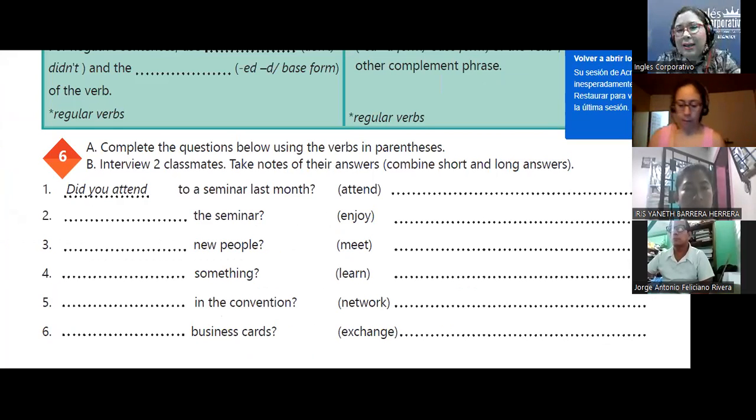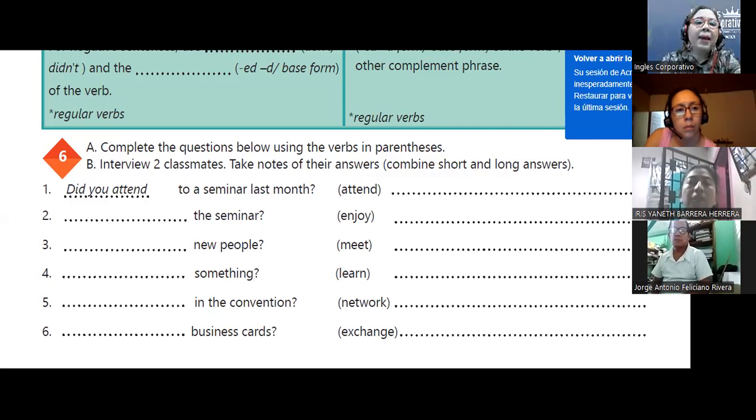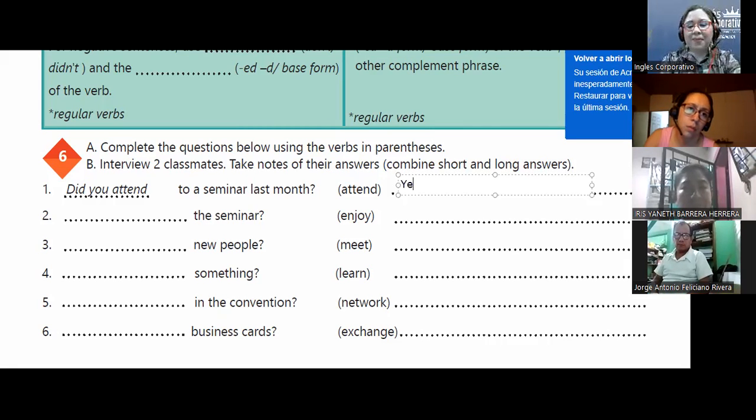Bien, decíamos, en su mayoría, ustedes no han ido a un seminario recientemente, según me decían el día de ayer, ¿verdad? Entonces yo les decía que íbamos a imaginar que habíamos ido a un seminario o a una conferencia para poder hablar y responder estas preguntas, ¿ok? Para imaginar eso, cuando respondamos, vamos a combinar respuestas cortas y respuestas largas. Recordemos cuáles son las respuestas cortas. What are the short answers? For example, yes, I do. No, I don't. Okay, that's in present tense.